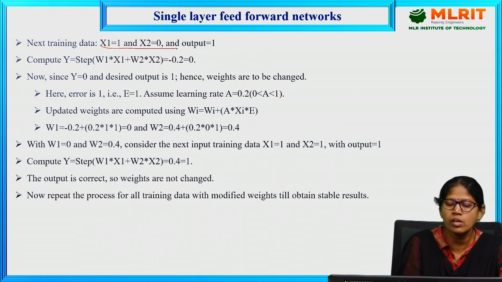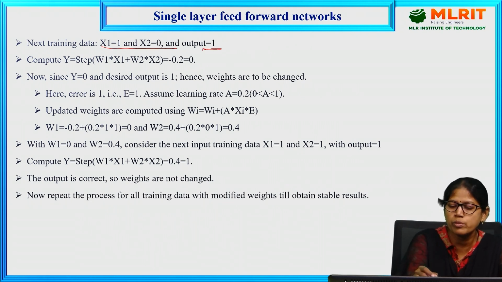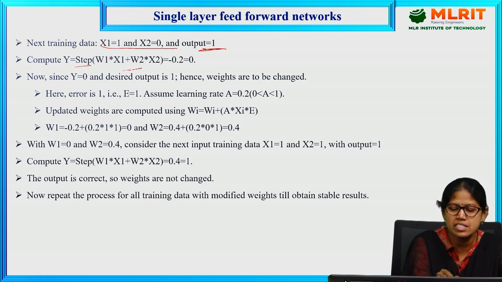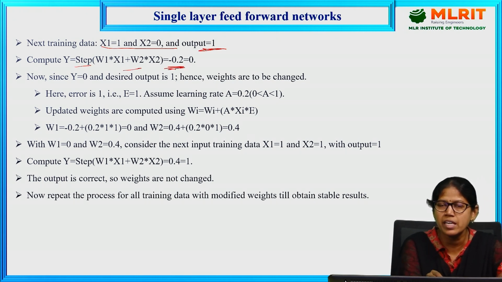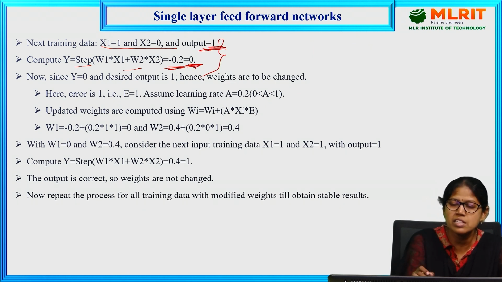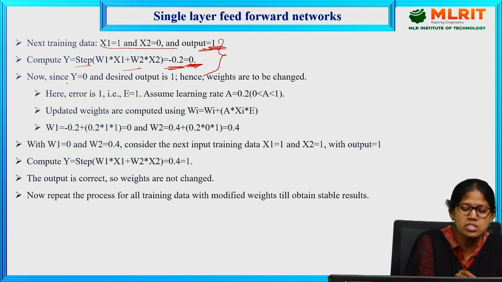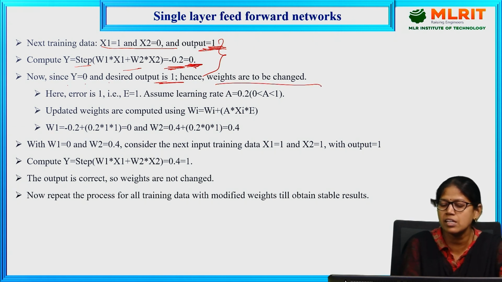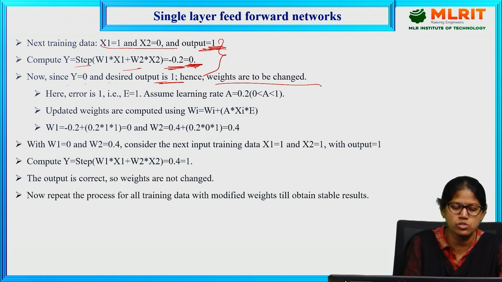x1 equal to 1 and x2 equal to 0. Output is 1. Then compute the step of the weighted sum. Then the value is minus 0.2. Then the threshold value is less than, so the value is 0. The output value is 0. But the actual output is 1 and the computed output is 0. Here there is a difference. So since y equal to 0 and desired output is 1, hence the weights are to be changed.